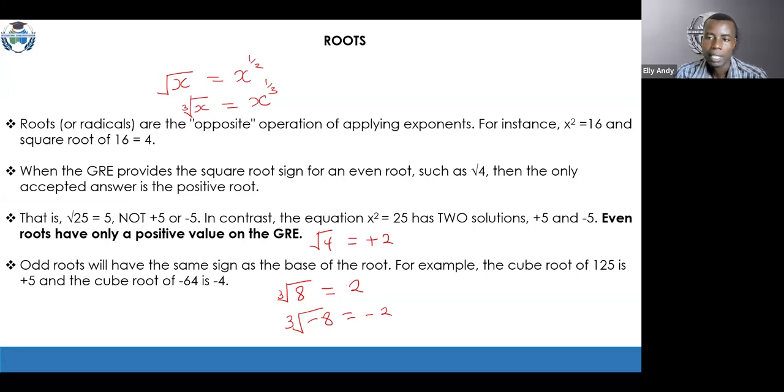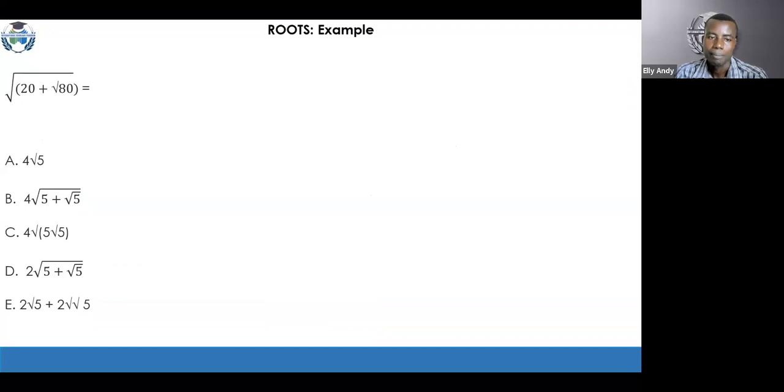But in many cases, the rules that apply for roots apply for exponents. Now, let's look at some of the ways in which the GRE tests roots and its understanding.